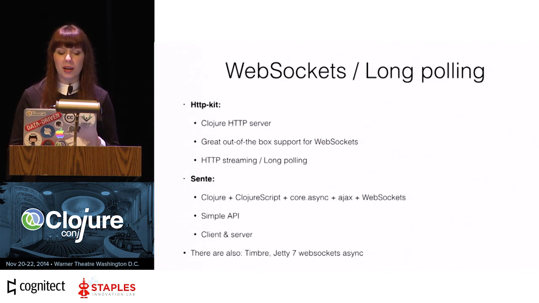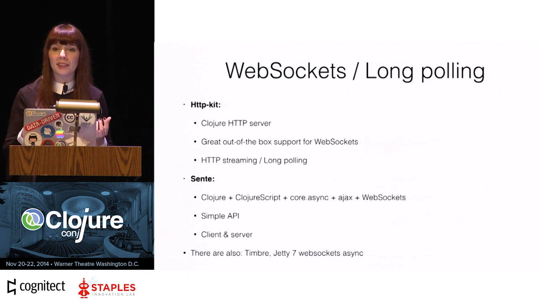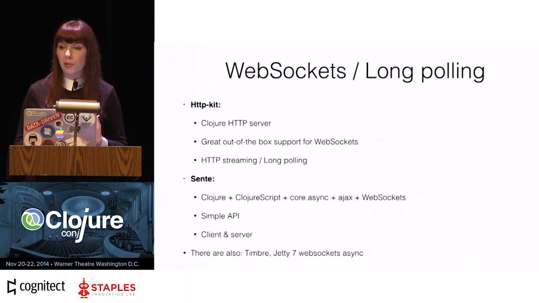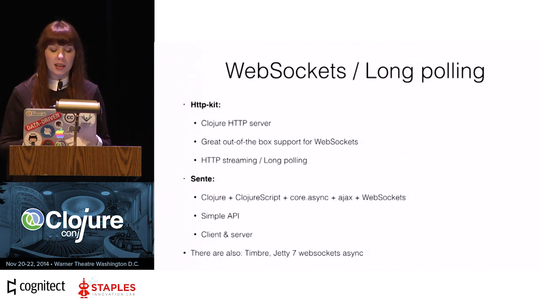Sente has been written by Peter Taoussanis. And it adds core.async channels to the mix, which is great. So you get this bidirectional asynchronous communication between the client and the server. So you have go blocks in both the client and the server, and you handle the messages in them. And Sente just works. It auto keep-alives, it buffers, it reconnects. There are also other libraries that are doing very similar things, but I haven't had a chance to use them.